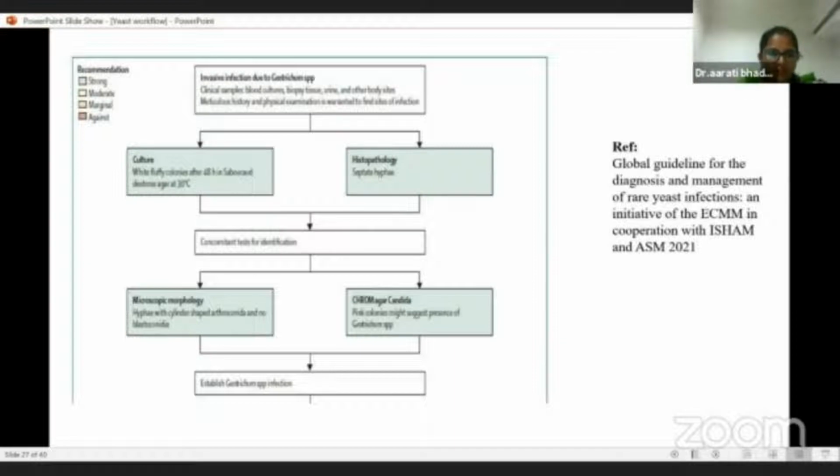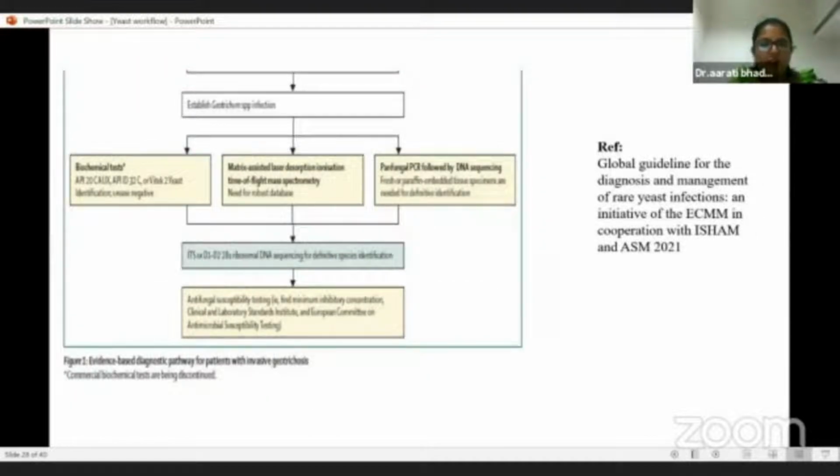Concomitant tests for identification we should perform. On the microscopic morphology, hyphae with cylinder-shaped arthroconidia and no blastoconidia will be there. And on the CHROMagar Candida, it will give pink color colonies, which might suggest Geotrichum. And once we establish Geotrichum species infection, we perform other tests like MALDI-TOF and fungal PCR followed by DNA sequencing for correct identification of the species. And we have to perform the antifungal susceptibility testing according to CLSI guidelines.